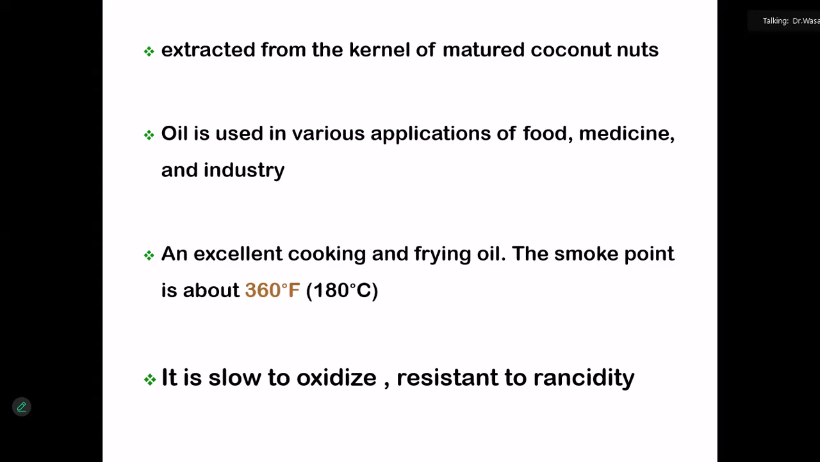What is the boiling temperature of water? 100 Celsius. But coconut oil boils at 180 Celsius. It is very advantageous. Why? Not only from copra, even from coconut milk, coconut oil can be taken.